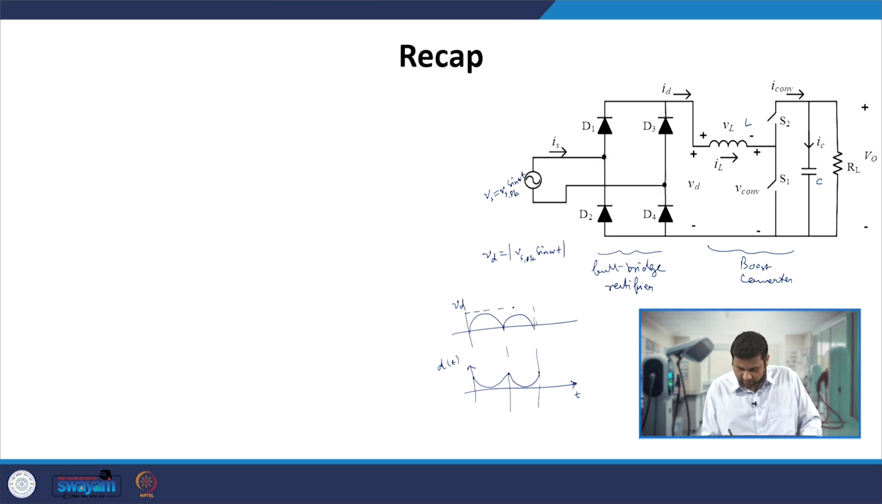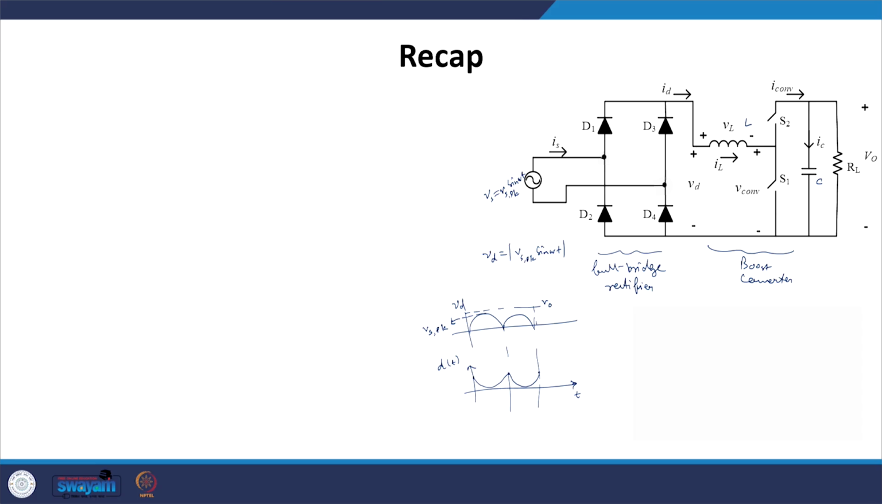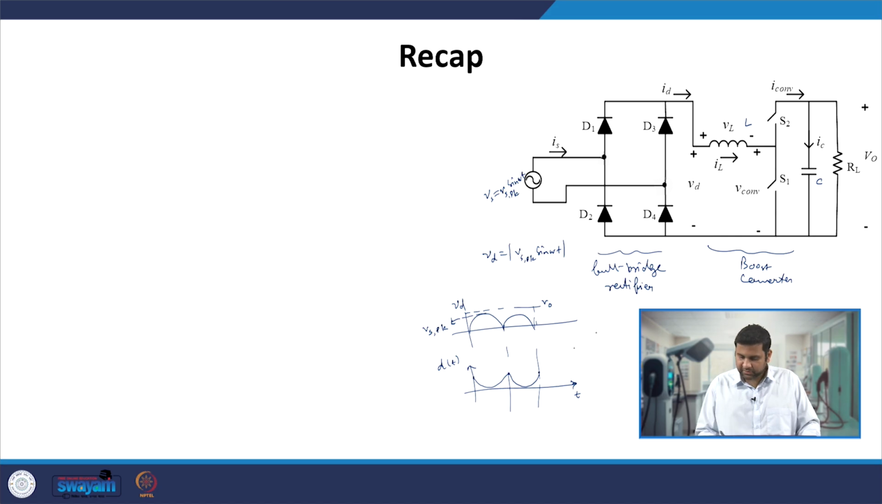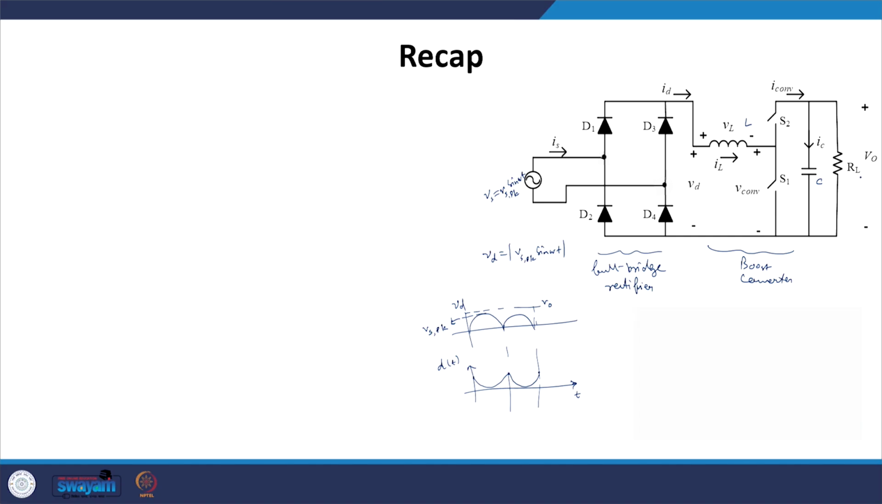Assume this is your V0 voltage and this is your Vs peak voltage. That is the scenario we have seen, where if we vary our duty ratio in this way, we can make sure our output voltage is kept constant.